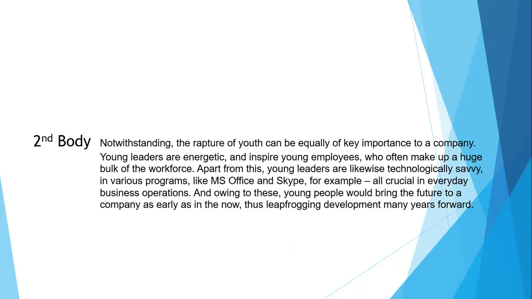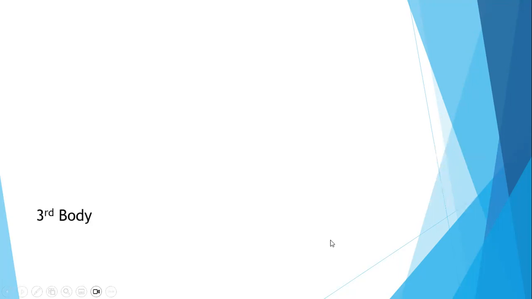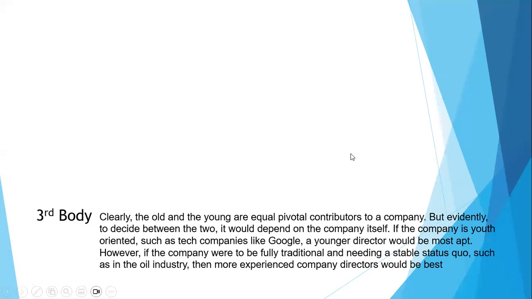So, guys, the interesting part is the third step. What are we gonna do? Okay, third body. Clearly, the old and young are equal pivotal contributors to a company, but evidently, to decide between the two, it would depend on the company itself. If the company is youth oriented, such as tech companies like Google, a younger director would be most apt. However, if the company were to be fully traditional and needing a stable status quo, such as in the oil industry, then more experienced company directors would be best.